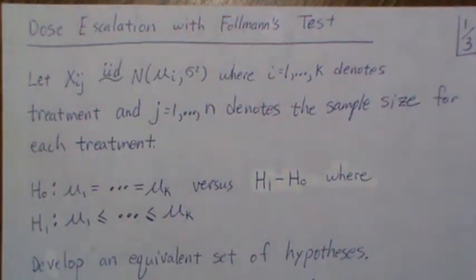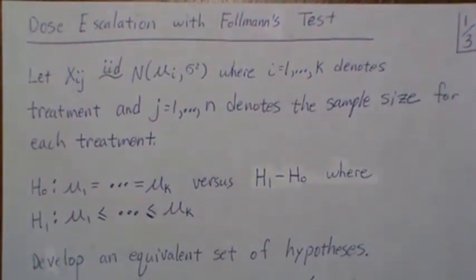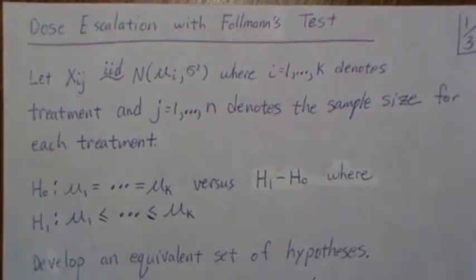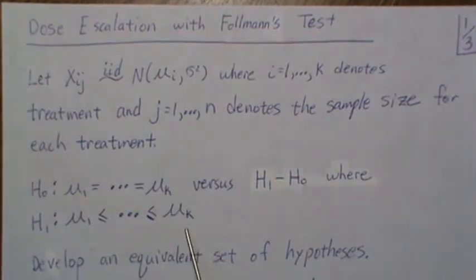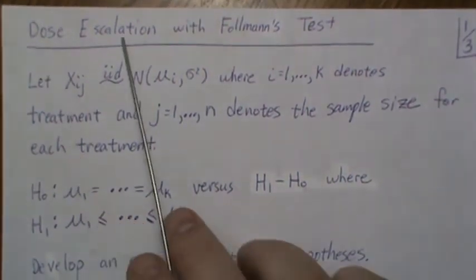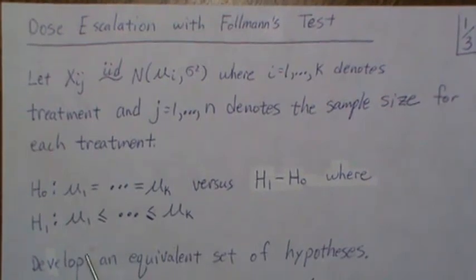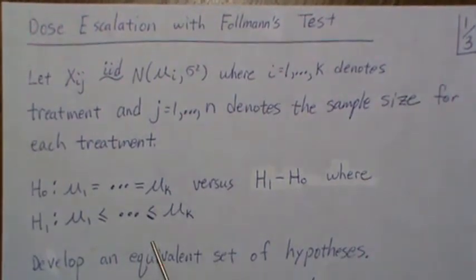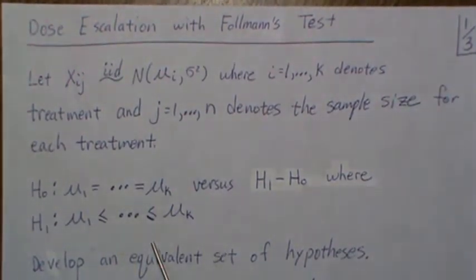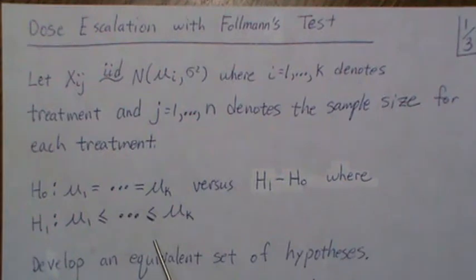Hello, in this video we're going to test a dose escalation problem using Follmann's test. Realistically it's called a simple ordering, and dose escalation may be one approach that could be used in this setting. I just did another video where I said we're going to look at testing all treatments against the control arm using Follmann's test.